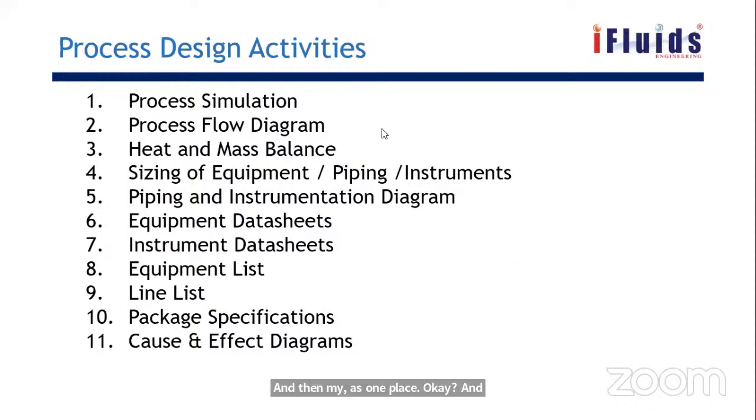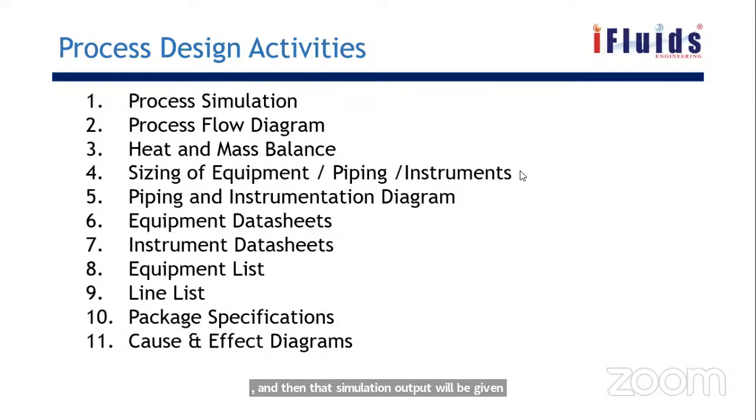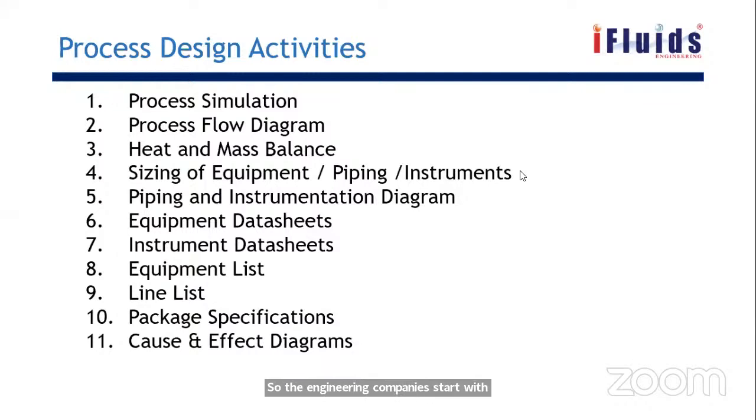So process simulation is required. Say for example, okay, we can stop this one answering. Process simulation is required as a first step in FEED or in detail engineering activity. Generally all this activity will be done in the FEED, and then that simulation output will be given to the engineering company. So the engineering company starts with validating that simulation data. They will start with the simulation again, with the HMB data, heat and mass balance.